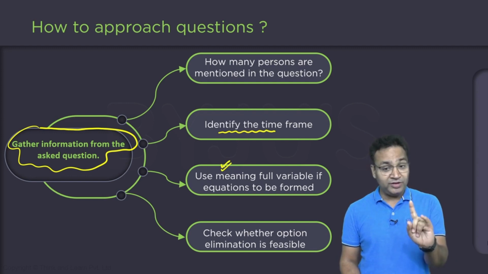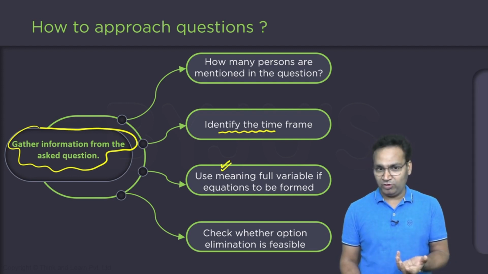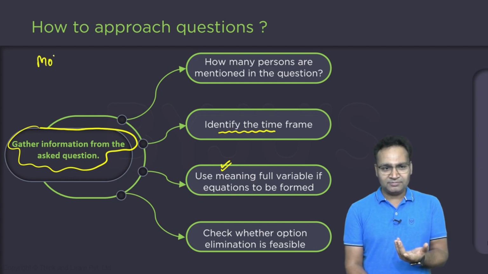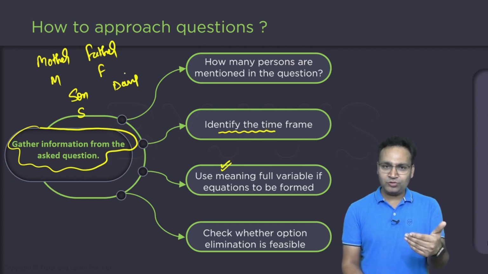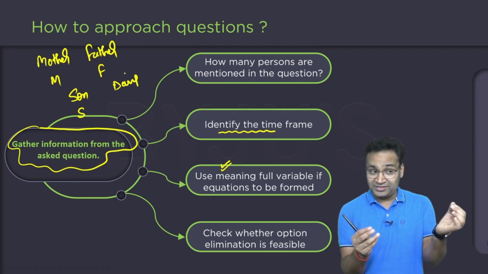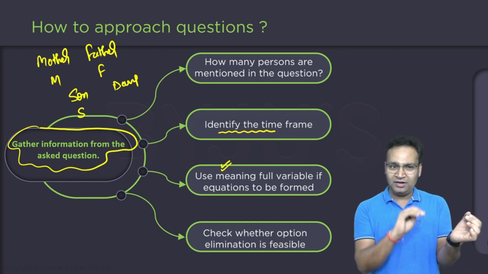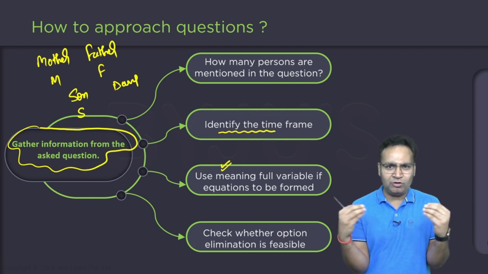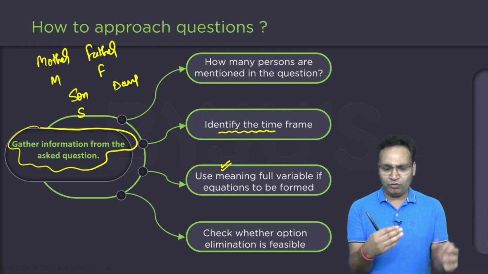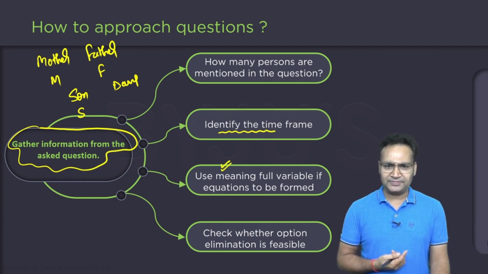Always try to use meaningful variables if equations need to be formed. For example, for mother, I will assume the age of mother is M, age of father is F. Wherever possible, I always try to use it. The age of son is S, the age of daughter is D. That will reduce our effort of remembering what is this X, mother, what is this Y, father, what is this Z, son. Instead of using blank or algebraic variables, you better go for meaningful variables.